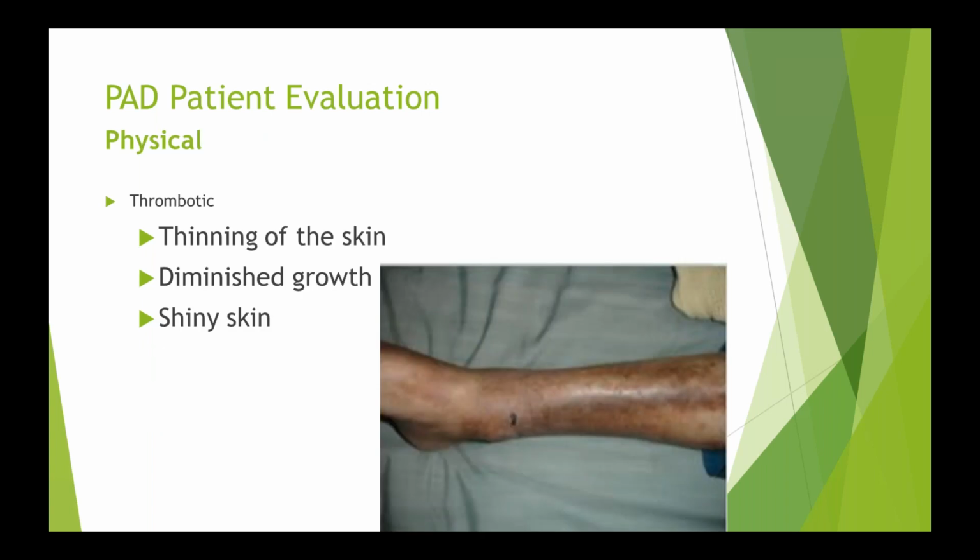On physical examination, you can see that the skin may have an atrophic, shiny appearance, including alopecia, dry, scaly, erythematous skin with chronic pigmentation changes. Non-healing ulcers in the lower extremities also suggest peripheral arterial disease.